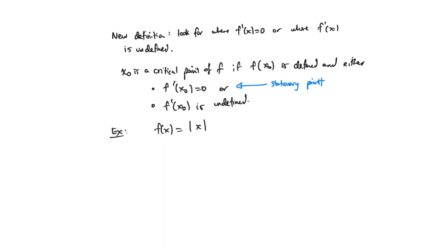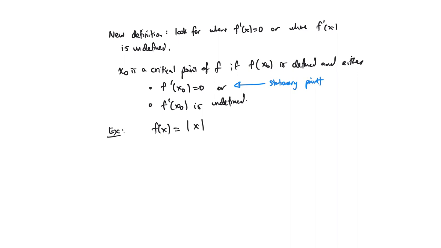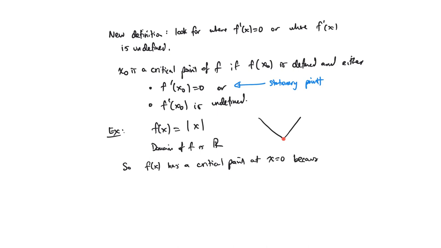f of x equals absolute value x. If we look at this function, the domain is everything. So it's totally okay to take the absolute value of any number. But if we sketch the graph, it would sort of look like that. And the problem point is, of course, the cusp there at the bottom. So this function has a critical point at x equals 0 because f prime of 0 is undefined. We looked at why f prime of 0 was undefined using the limit definition before, but for now we can just use the geometry.